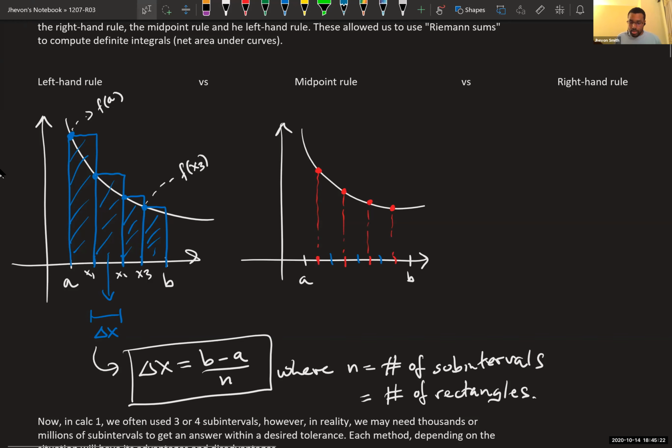To determine the height of the function. And so our rectangles would look like this.